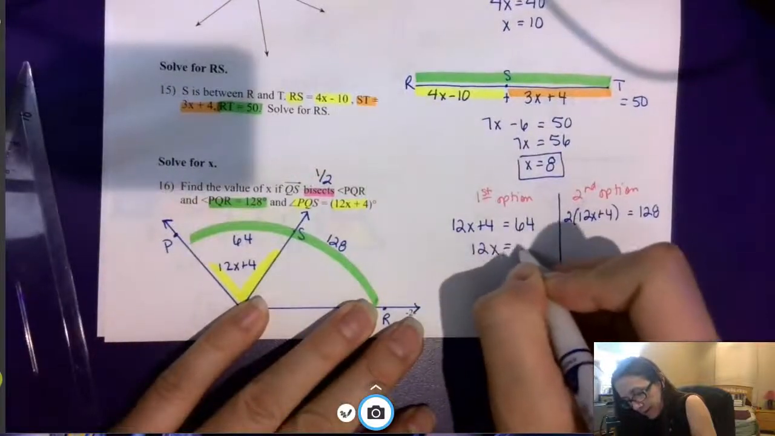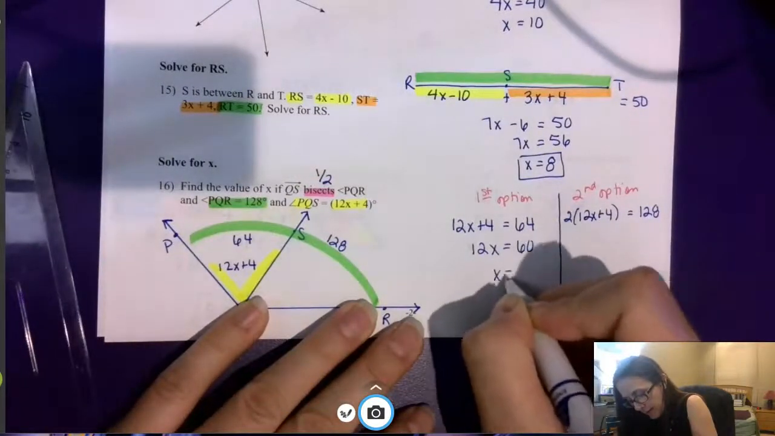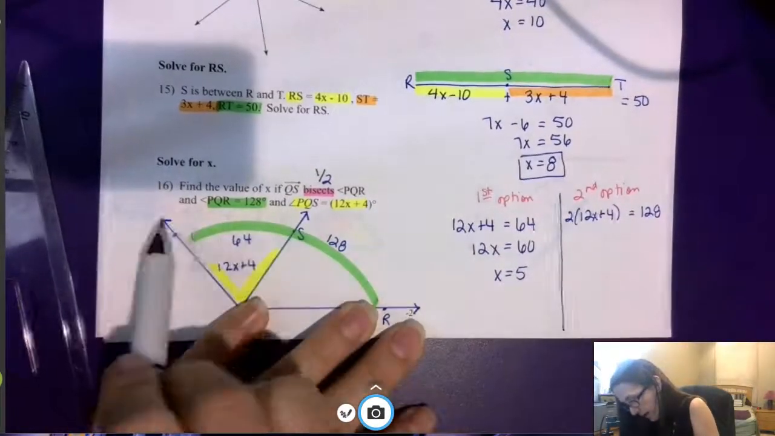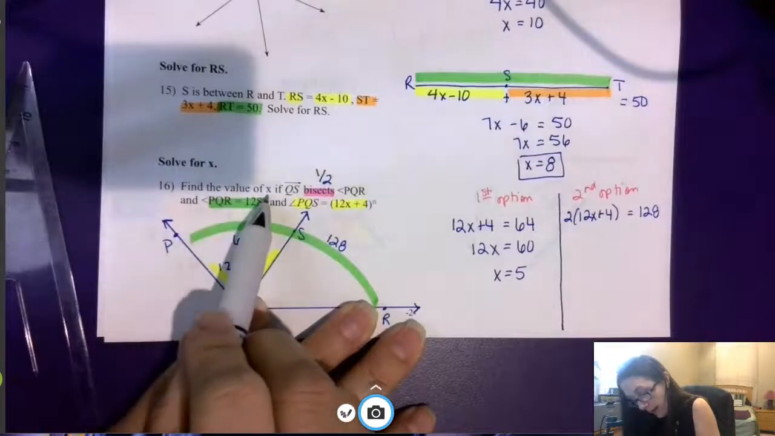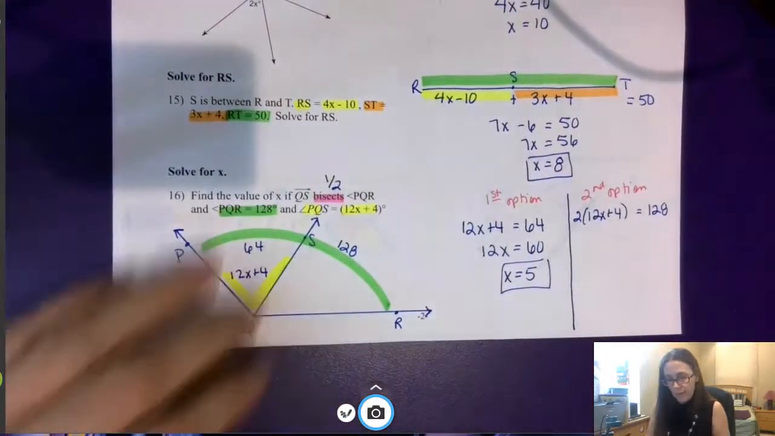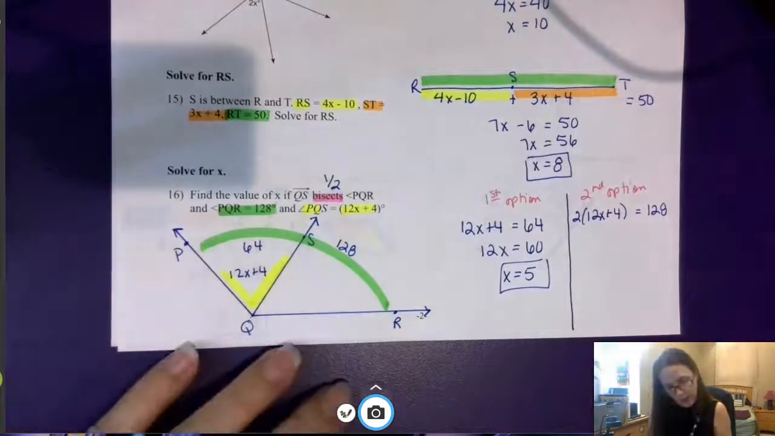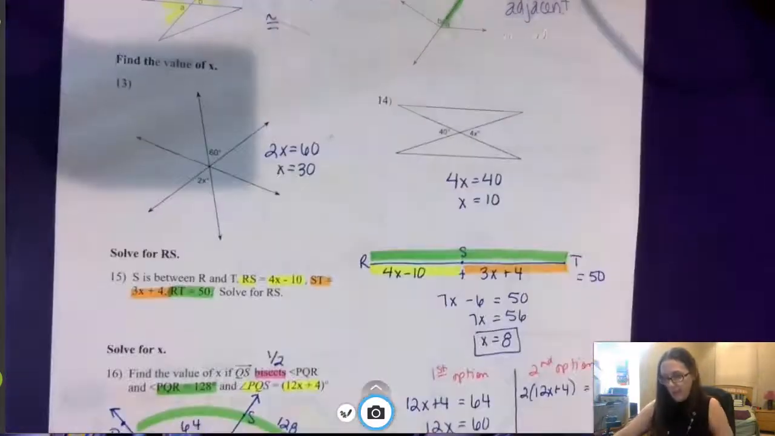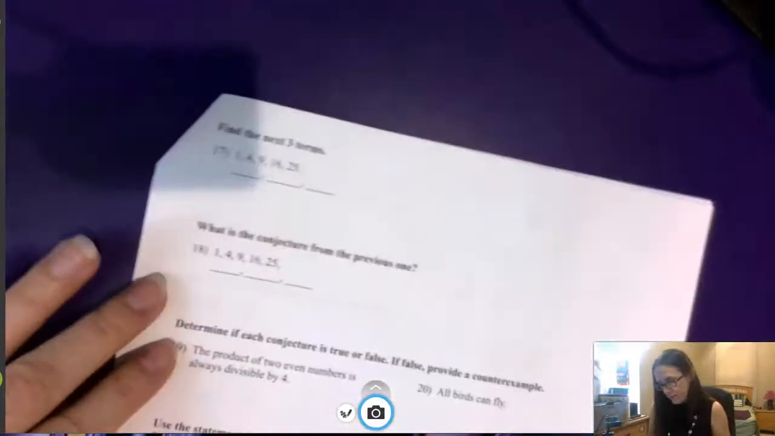I get 12x equals 60. Divide by 12, I get x equals 5. And I want to find the value of x, so I'm good. Make sure you pay attention to that. What are you finding the value of? Okay, there we go. We're going to go to the last page, I believe.